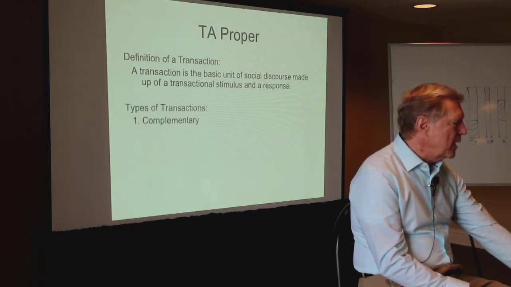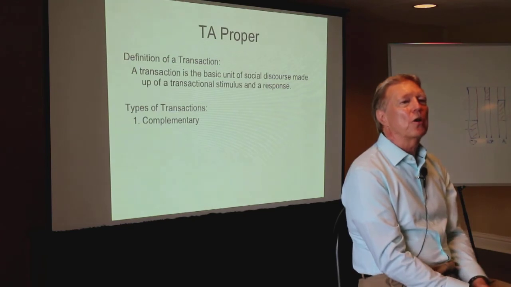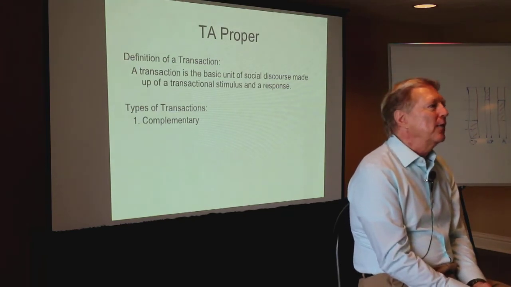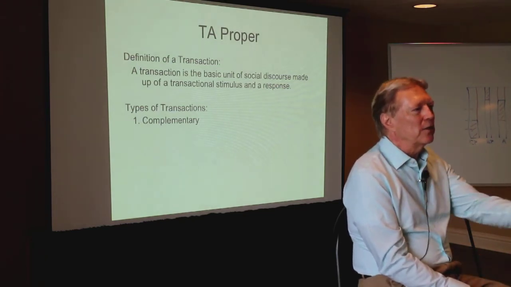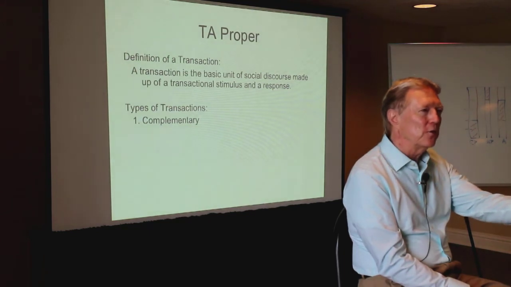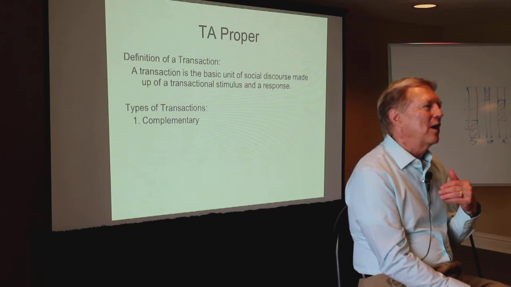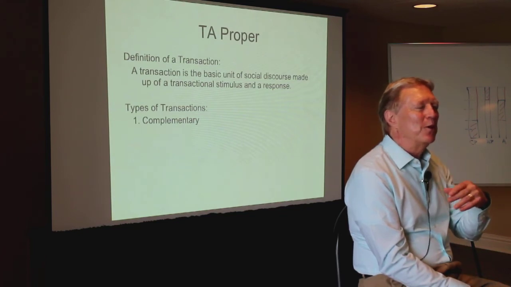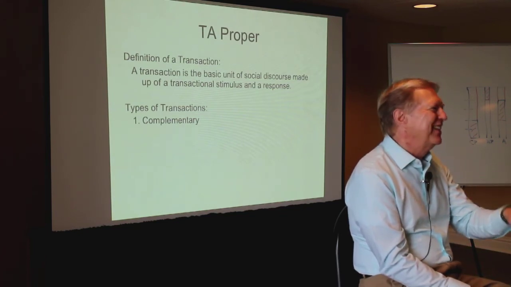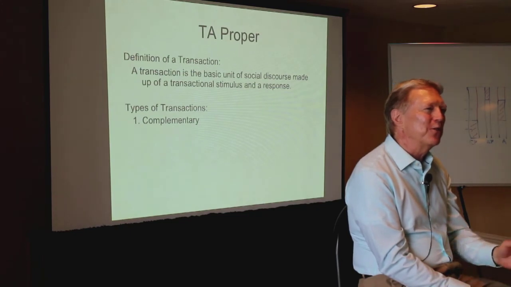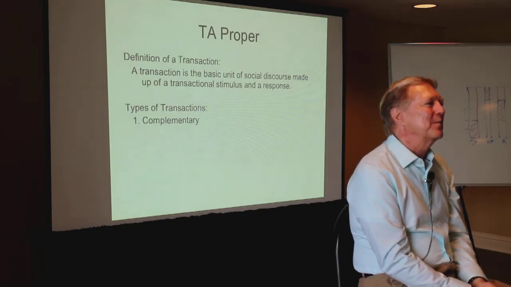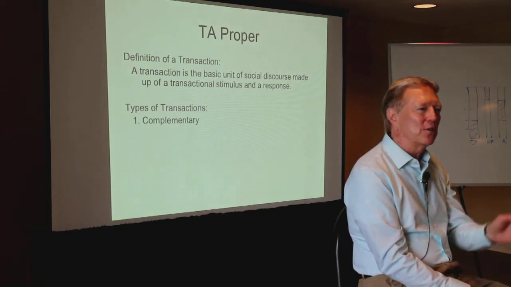There are three types of transactions. The first are called complementary, and that's when the ego state that is addressed in the other person is also the ego state that responds. Like the guy saying, "Here's our chance," and the girl says, "Well, I'm a little afraid of my dad." That's a complementary transaction, child to child.